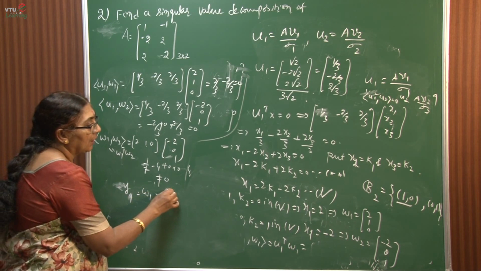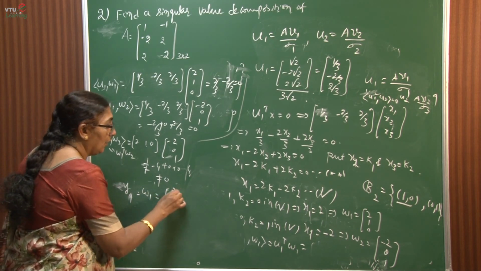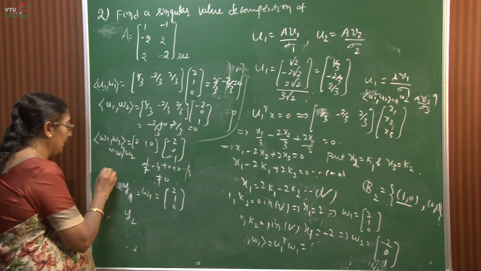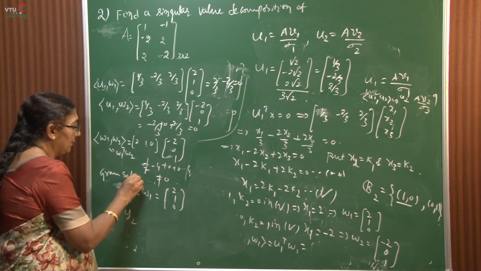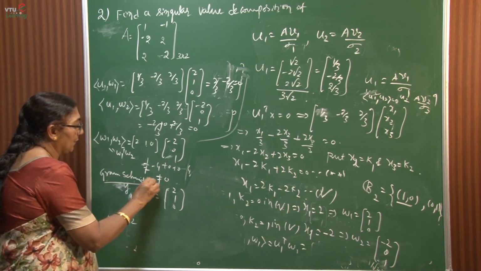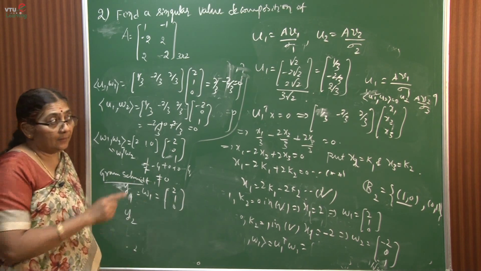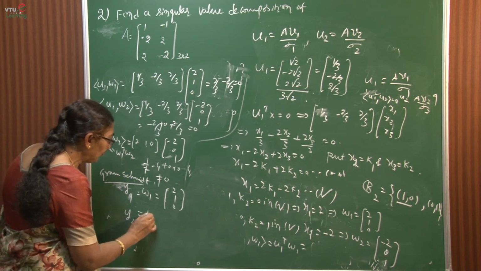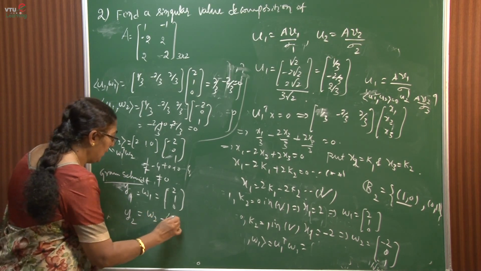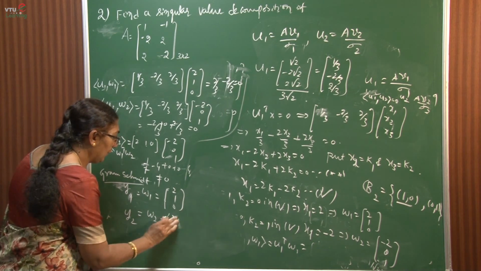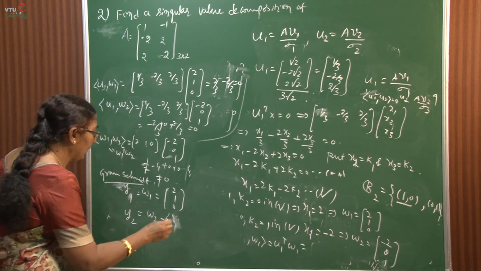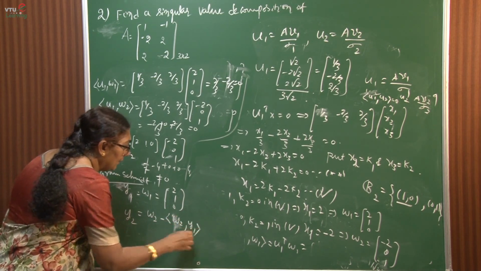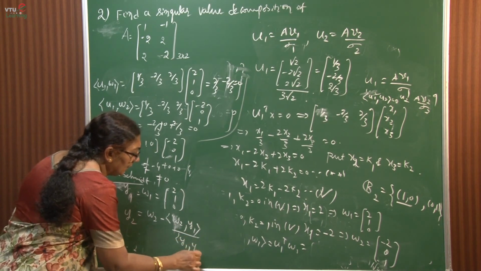What is my W1? 2, 1, 0, okay. What is y2? From the Gram-Schmidt process, you have to convert to orthogonal. In the previous one I did not verify, since it is definitely orthogonal. Y2 is nothing but W2 minus the inner product of W2 comma Y1, divided by the inner product of Y1 comma Y1, into Y1.